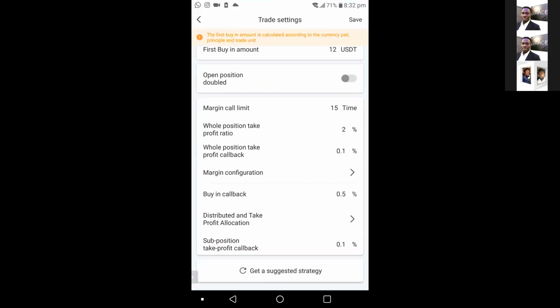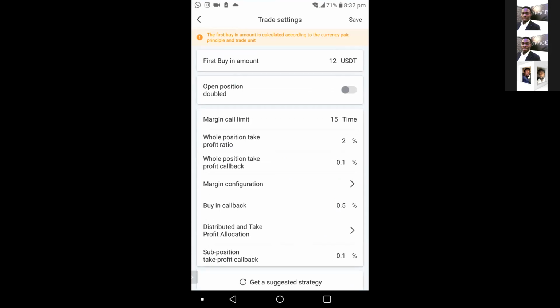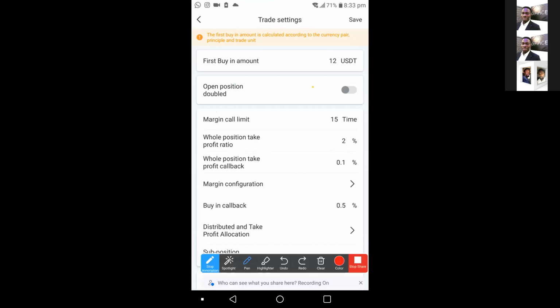So the first thing that we have here is the buying amount. This buying amount says how much do you want to buy per position. What's your buying amount? So now you can see margin call limit. Margin call limit says how many times do you want to buy a position depending on the percentage drop of the market. Now you can see all position take profits ratio is how much percentage do you want to take per position that is being bought.